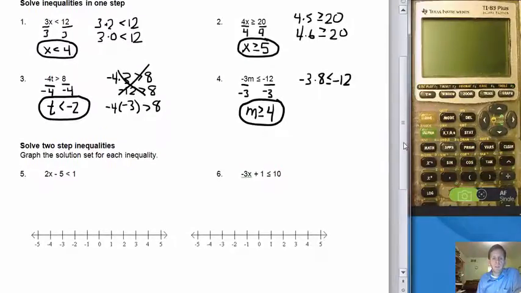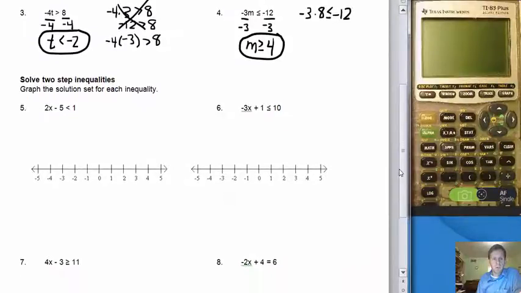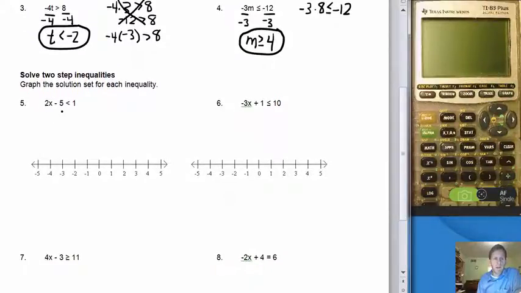Two-step inequalities also work similar to how equations worked earlier as well. In a problem like you have here, 2x minus 5 is less than 1. Our goal is to get x by itself. I see numbers on both sides, so let's get this 5 out of here. We're going to add 5 to both sides of our inequality. 5's cancel. You have a 2x on the left side, and you have a less than 6. To solve this, we divide both sides by 2. 2's cancel here. X is less than 3 is your answer.